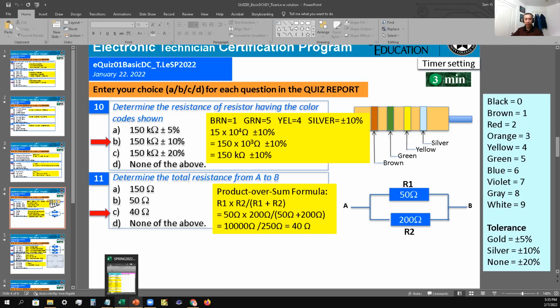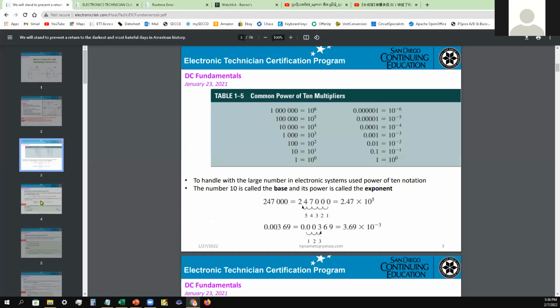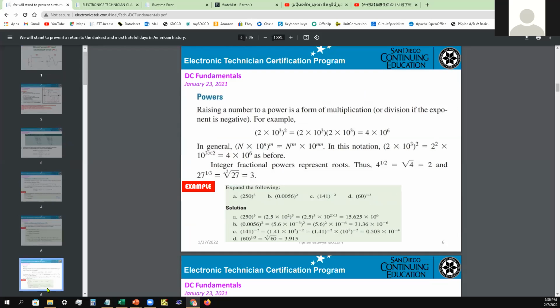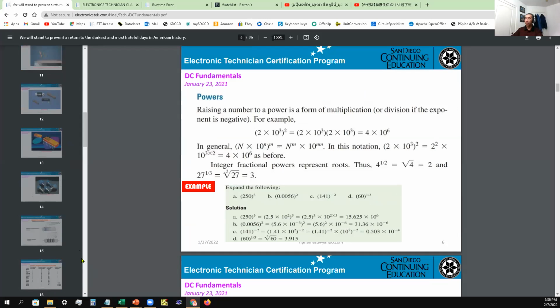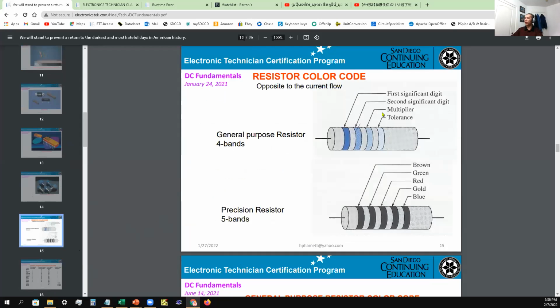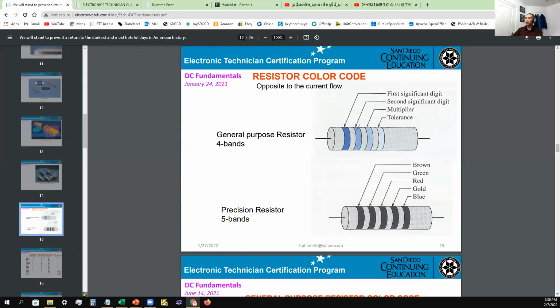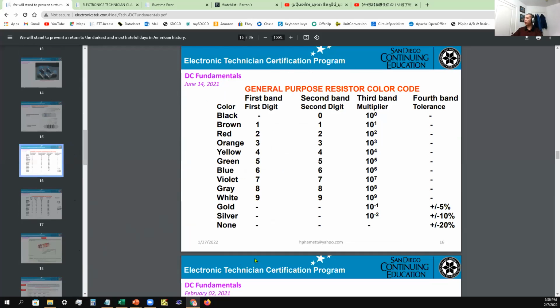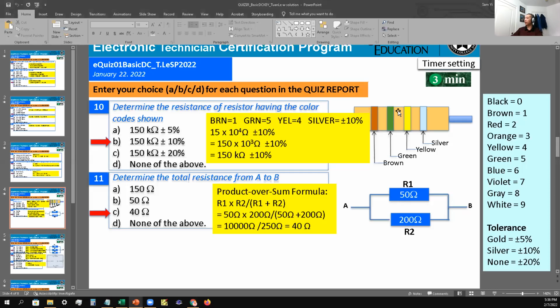So this says there were 4 bands. Here is the resistor, and we've got this general purpose one, so you've got the tolerances here. You can see silver right here. The tolerance at the fourth band is plus or minus 10%. So if we look at this one, 1, 2, 3, 4, the fourth is silver, so it's plus or minus 10%.